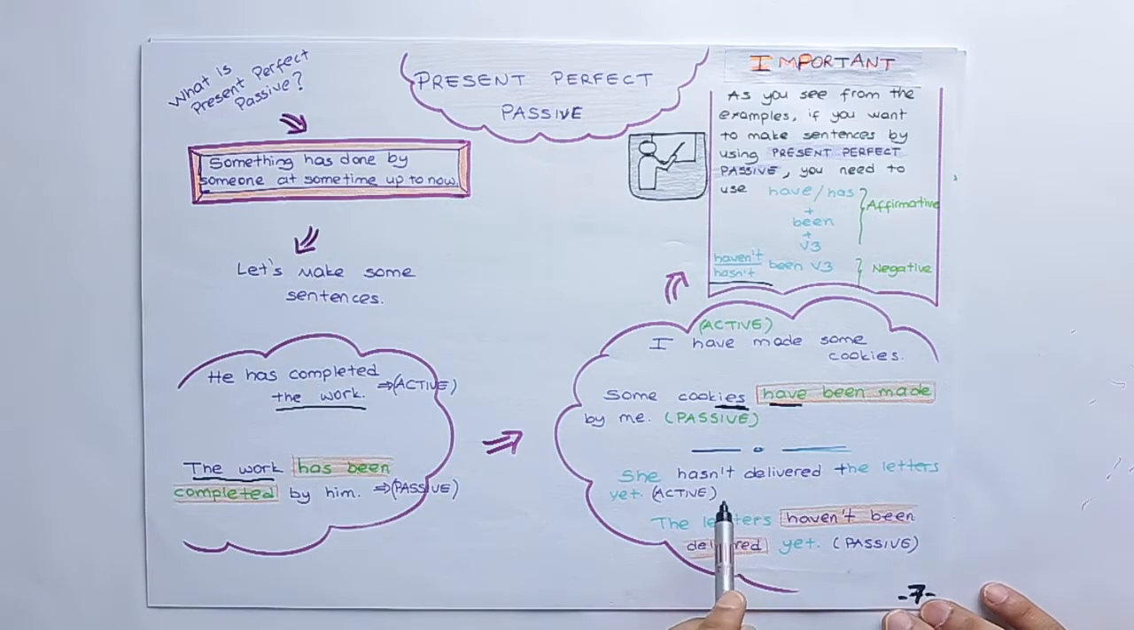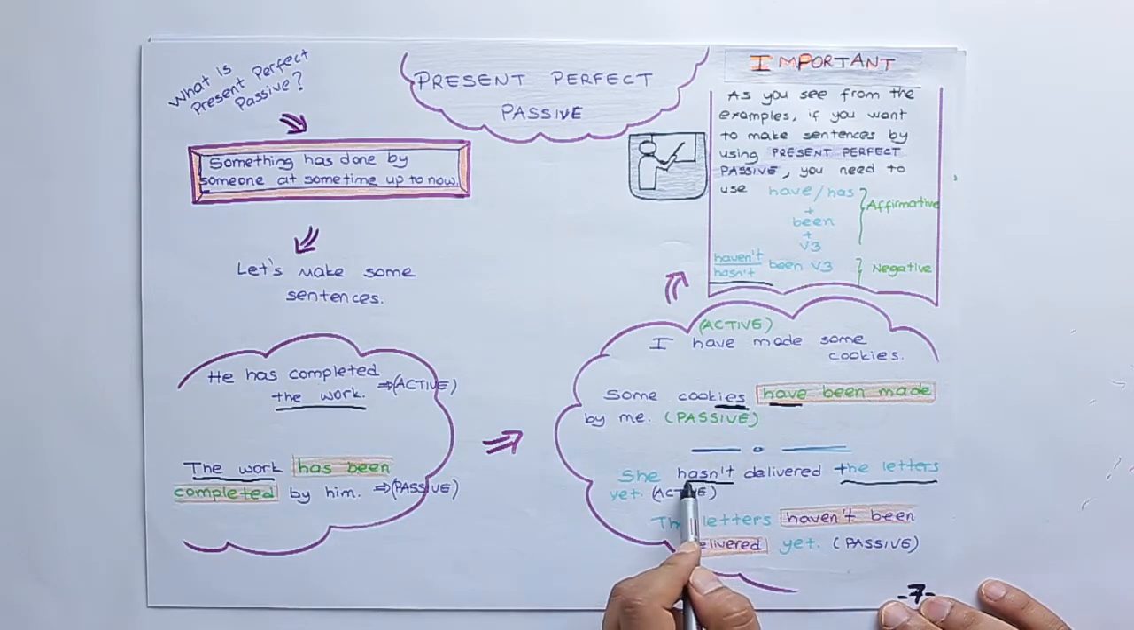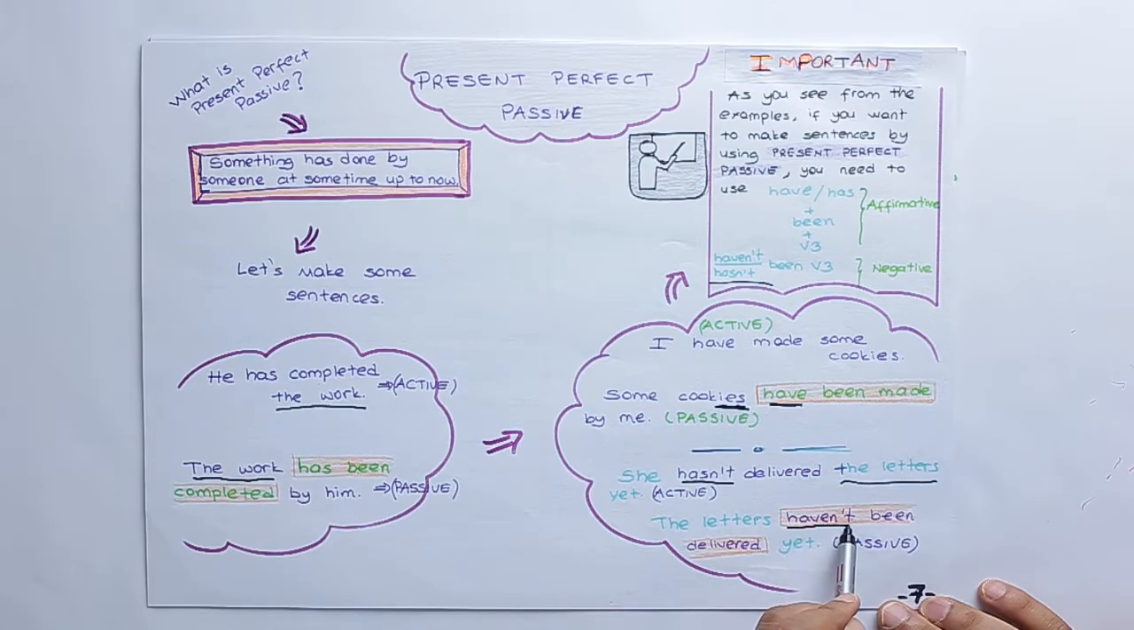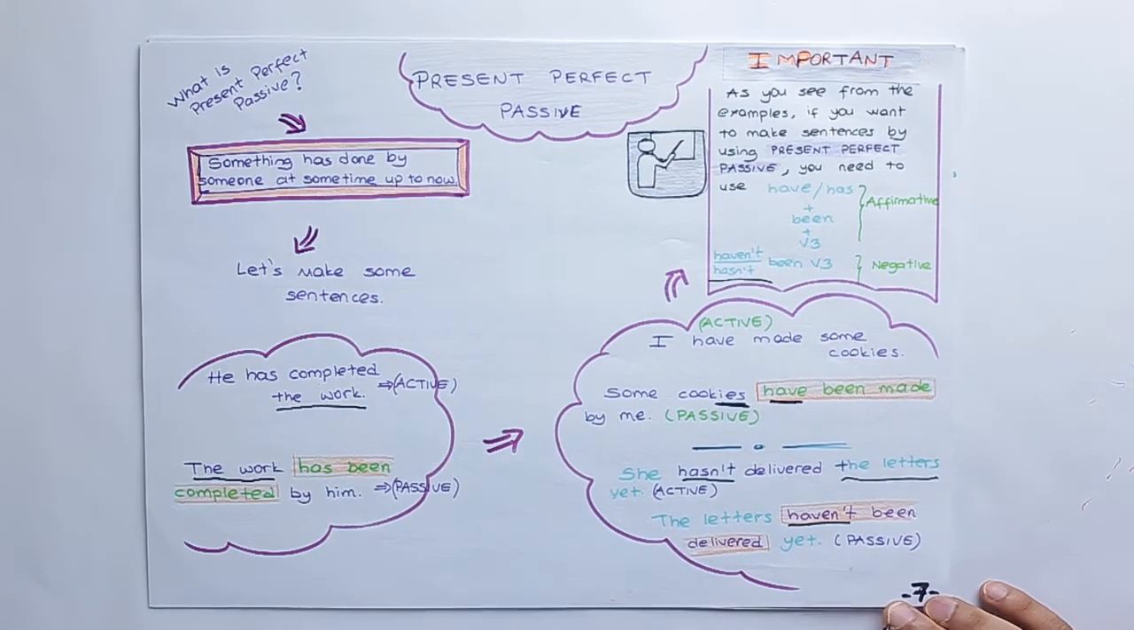Or, she hasn't delivered the letters yet. Yes. Here is the letters. Yes, it's again plural. The letters, and also the active sentence is negative. Be careful here. The letters, yes, what are you gonna do? You are gonna make the passive sentence negative. The letters haven't been delivered yet. It's the passive form over there.